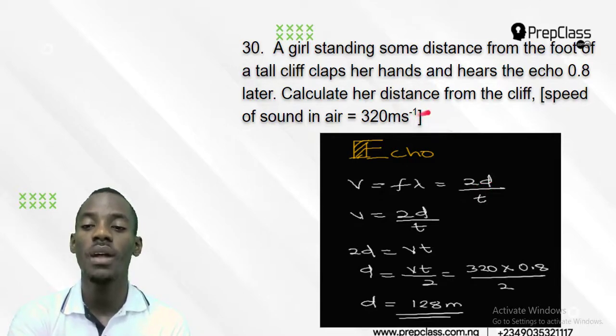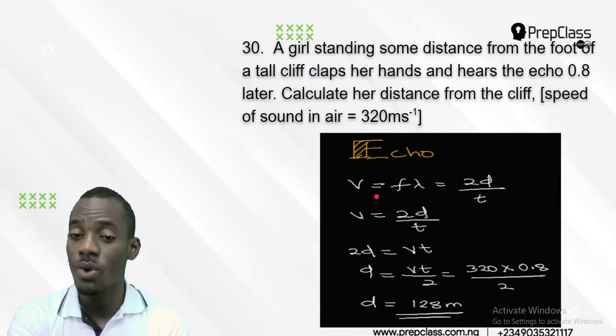Now in this question we were talking about time, 0.8 seconds, and we're asked to find the distance, and we're given the speed, that's V. So that means I can't use the one that has frequency or wavelength. I can only use the one that has 2D over T, because I was given the time and told to find the distance. I will use V equals 2D over T. Don't forget that this formula can be either this one or that one, depending on what you have in your question.